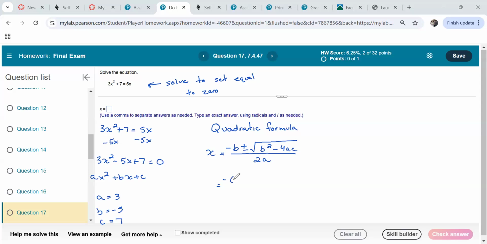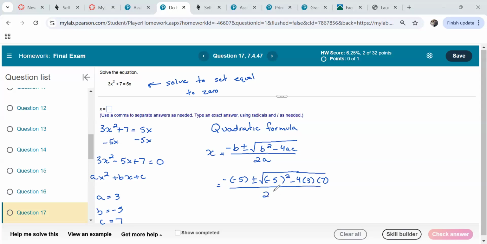So we have a negative b, because originally it's negative here, but our b is negative 5. So negative 5 plus or minus the square root. So remember, it's that b is being replaced. We keep that negative 5 in parentheses, negative 5 squared minus 4 times a, which we said is 3, and c, which we said is 7.